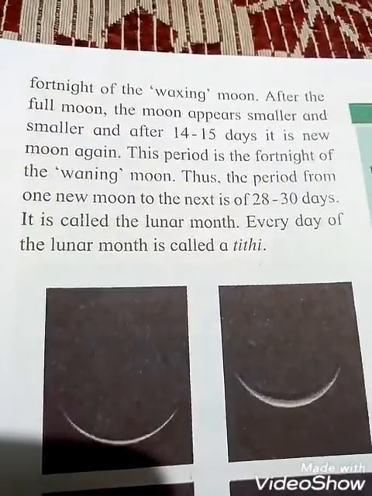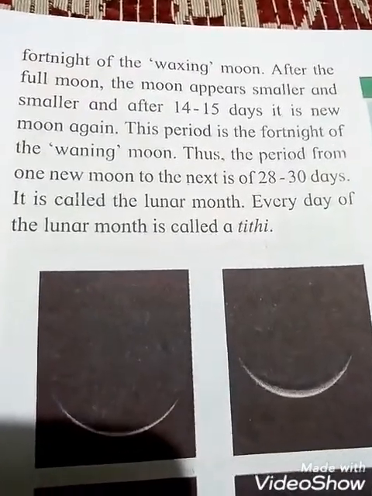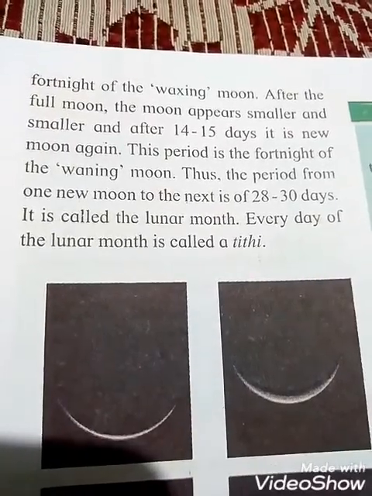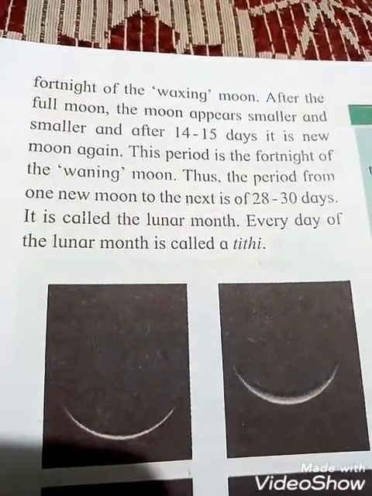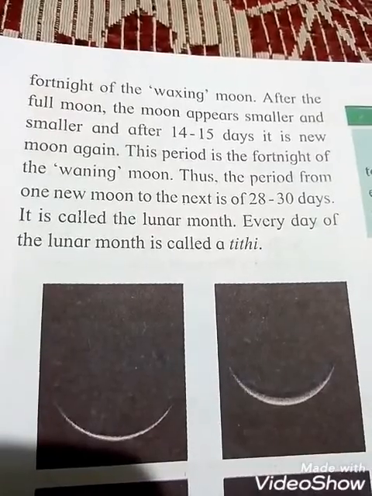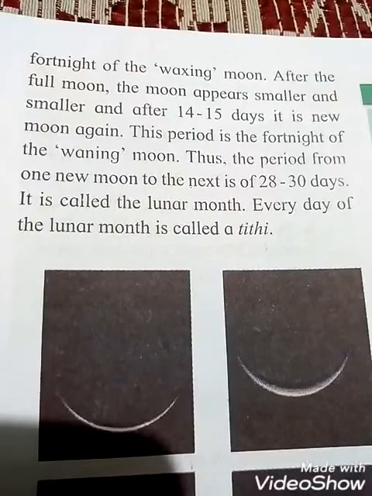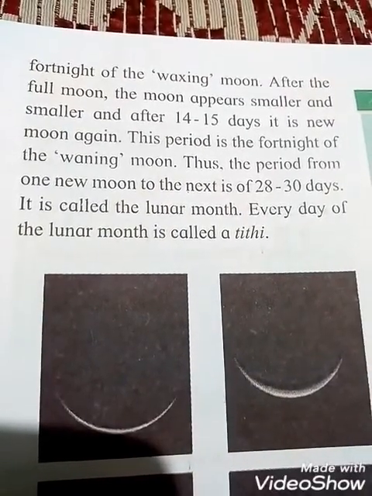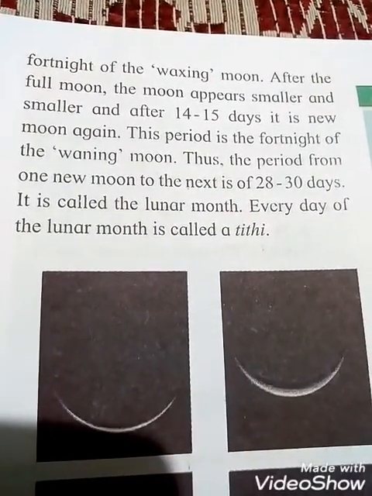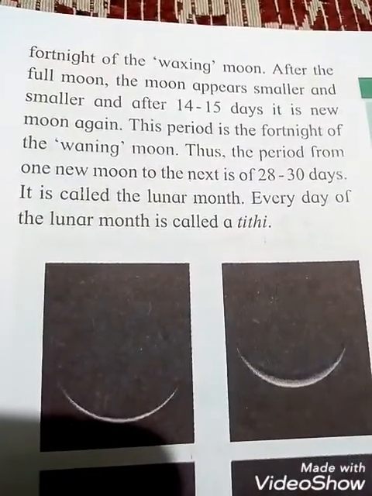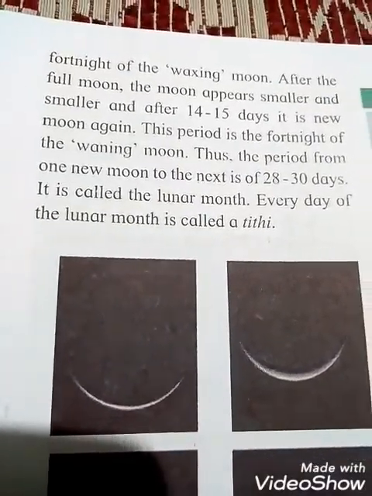Thus the period from one new moon to the next is of 28-30 days. See students, the period from one new moon to the next, we can say it is of 28 or 30 days. It is called the lunar month. Every day of the lunar month is called a Tithi.